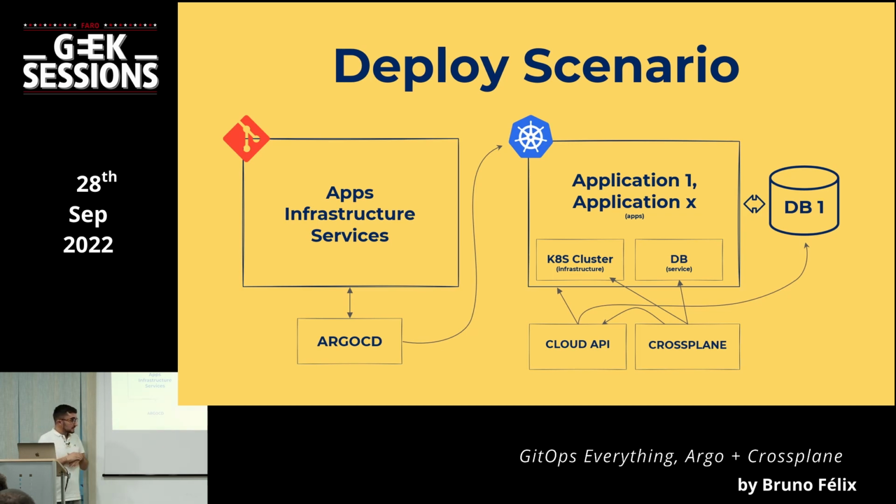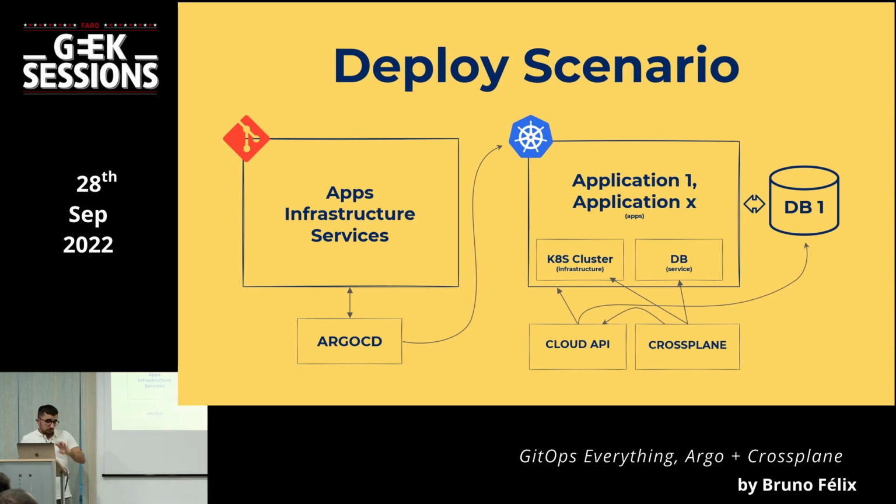Here are our CRDs, our custom resource definitions that we want to deploy. So Crossplane will see and will check these resources. This will be a YAML file that defines our Kubernetes cluster, and this is a YAML file for a cluster resource, a Kubernetes resource, sorry, that will define our database as a service.